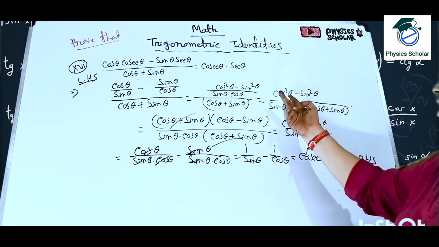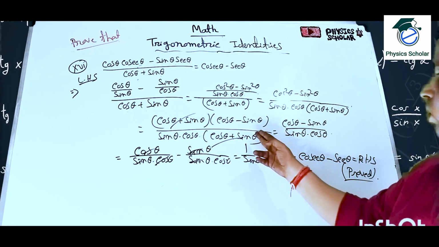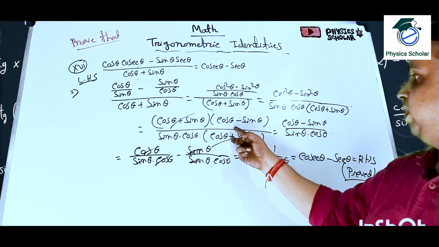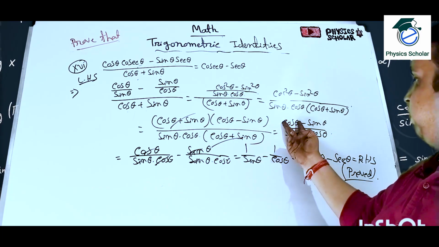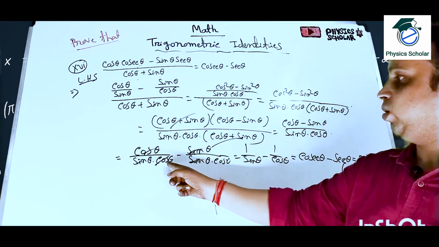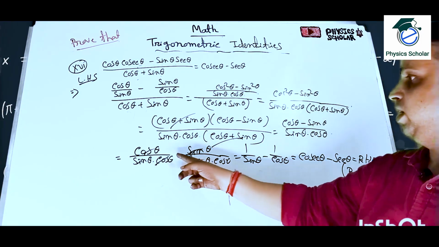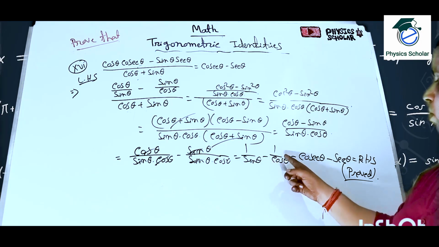Okay, but here as it is minus, so we have to write the formula a plus b into a minus b. Clear? So this and this will be cancelled. So cos theta minus sin theta by sin theta cos theta. Now we can write this divided by this minus this divided by this. So cos theta by sin theta cos theta minus sin theta by sin theta cos theta. So cos theta will be cancelled, sin theta will be cancelled. So 1 by sin theta minus 1 by cos theta.